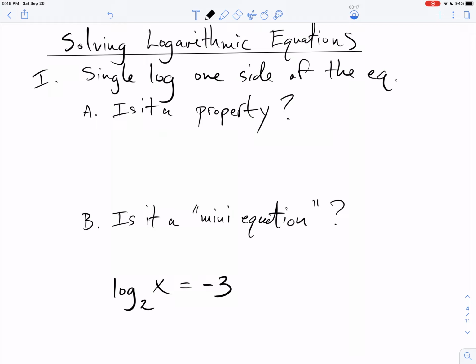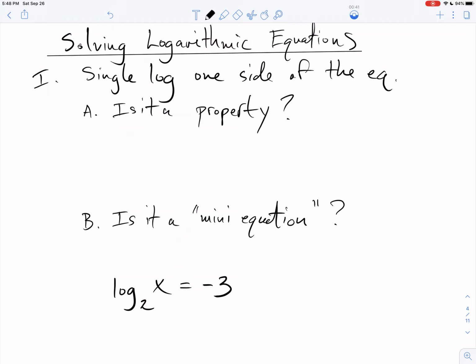Here's the big deal with this. When you have an exponential equation, you can rewrite it as a logarithmic equation to solve it. When it comes to logarithmic equations, you can rewrite it as an exponential to solve it. Or it will fall into these different categories.